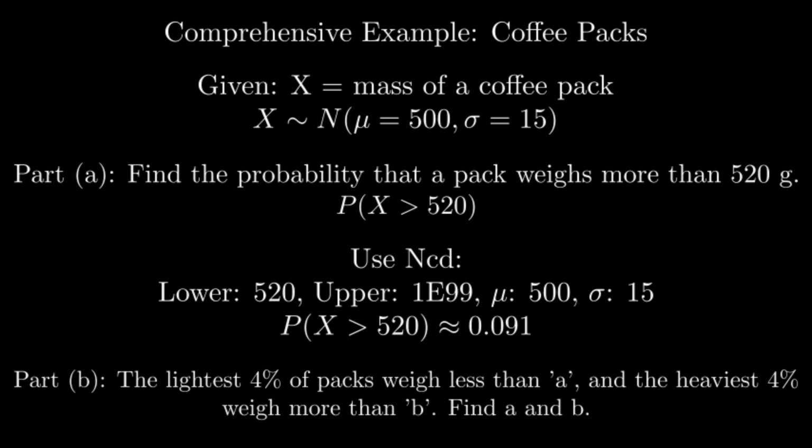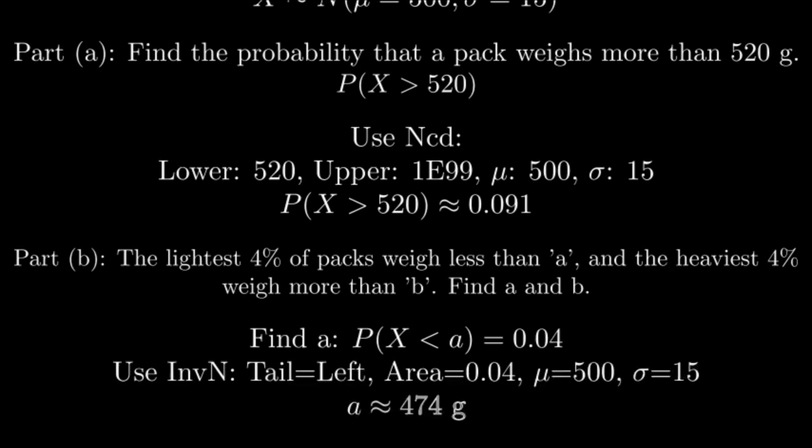We're given percentages or probabilities and asked to find the corresponding weights, A and B. First, let's find A. We need to find the value A such that P(X < A) = 0.04. We use the inverse normal function with the left tail, an area of 0.04, and our mean and standard deviation. This gives us A is approximately 474 grams.